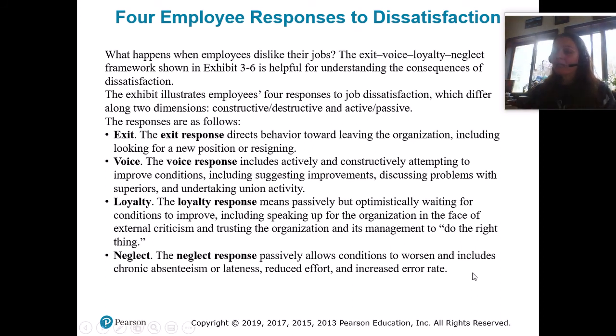And then what does that mean as far as employees go? You see a lot of people not showing up for work. You see low productivity, a lot of errors, probably costing the company a lot of money and a lot of time.